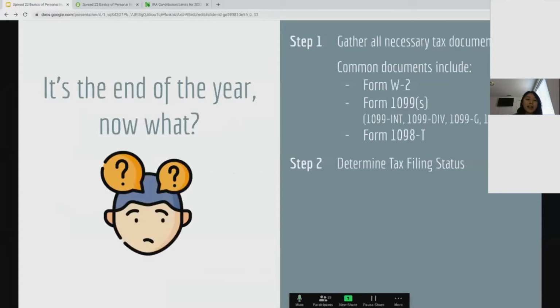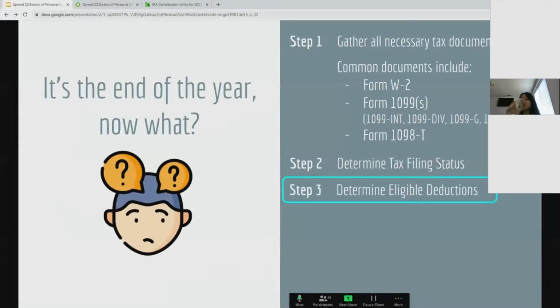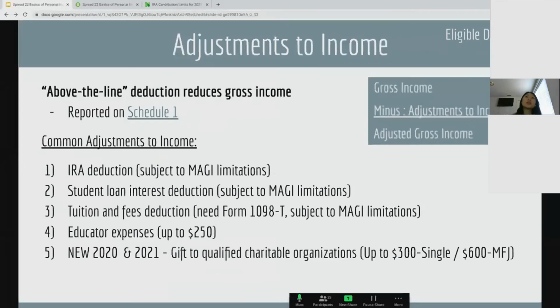So we talked about filing status. Now let's talk about our favorite, right? How to bring down the amount of taxes we owe. So remember, there are really two deductions, right? Three, actually, if you want to consider that one.